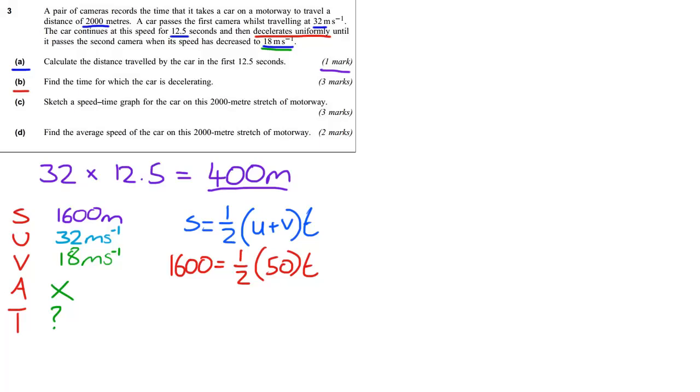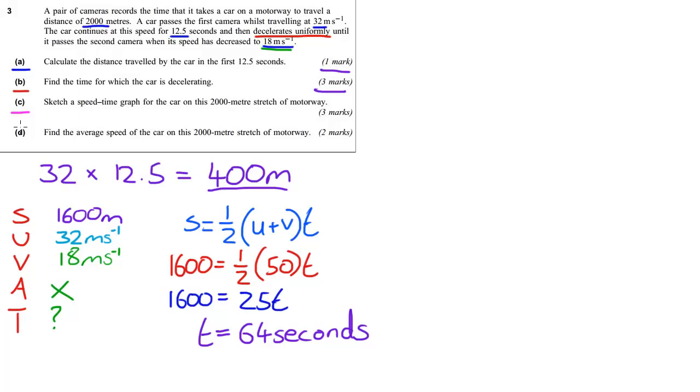So then we can do some further simplification. We can have 1,600 is equal to 25T, and then we can divide both sides by 25 to find out what T is. If we do that, we find out that T is equal to 64 seconds. And that is the answer for 3 marks there. Let's move on to question C.